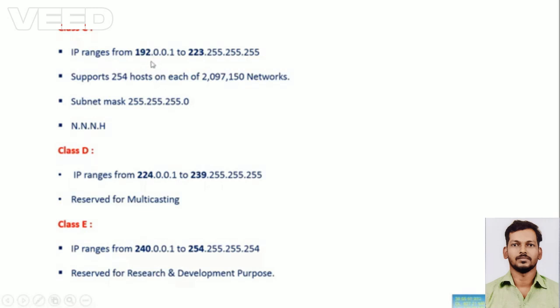If the first octet ranges from 192 to 223, then it's a class C IP address. Here the IP address ranges from 192.0.0.1 to 223.255.255.255. It supports nearly 2 million networks, and each network supports 254 hosts. So the natural subnet mask is 255.255.255.0. This is the format: the first 3 octets describe the network portion, and the last portion describes the host address of the network.